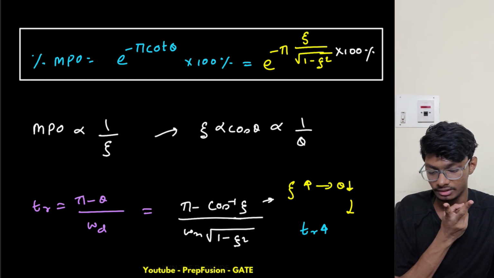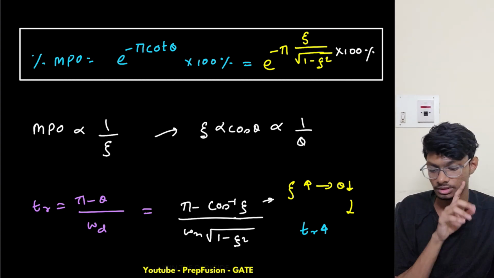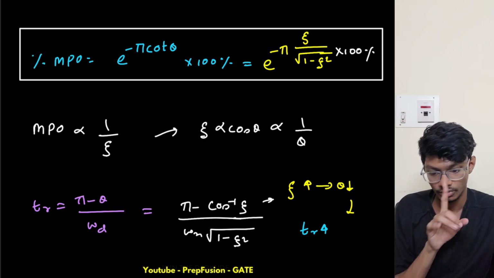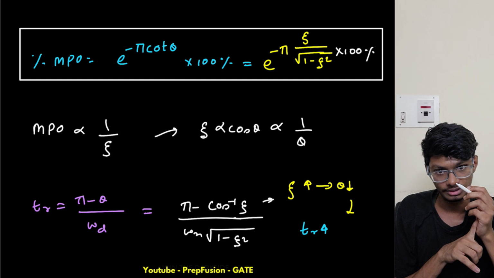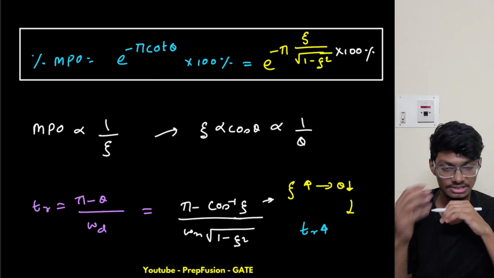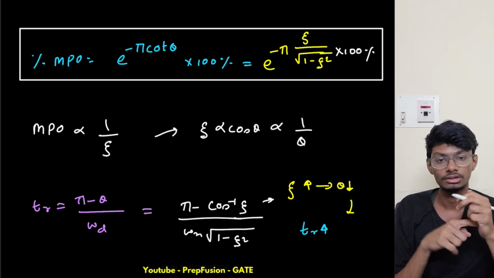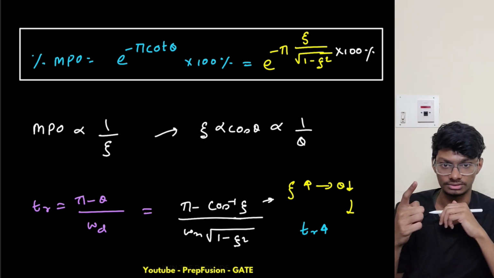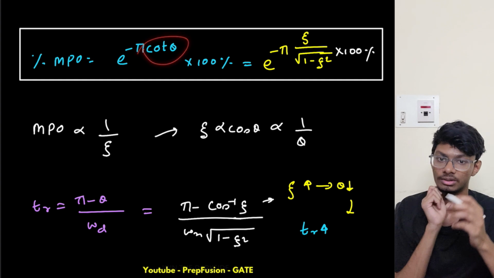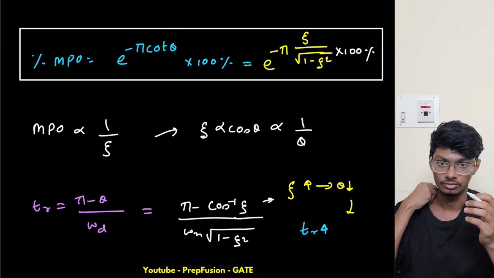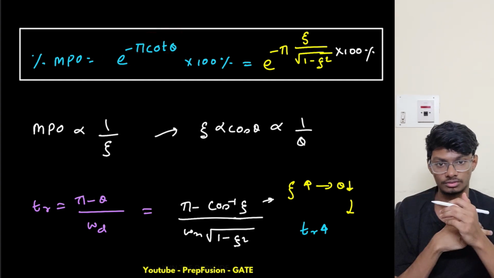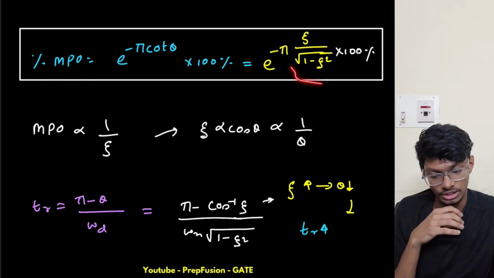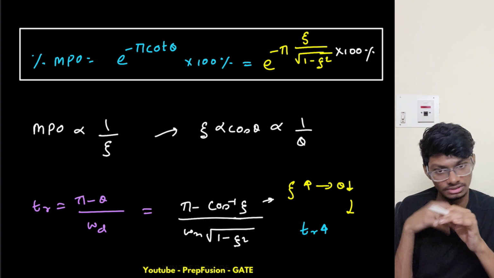So why am I writing two forms? What is the importance of this one? This is basically important for the GATE calculator. In the GATE calculator, if you have zeta given, you instantly do cos inverse of that and find theta. Then you do tan theta, then find the inverse of that, so you find cot theta. Now you multiply by pi and then minus 1, then you do the exponential power and you get the value, the MPO. Or you can do this one also. This one is a bit messy, but you can do this one also.